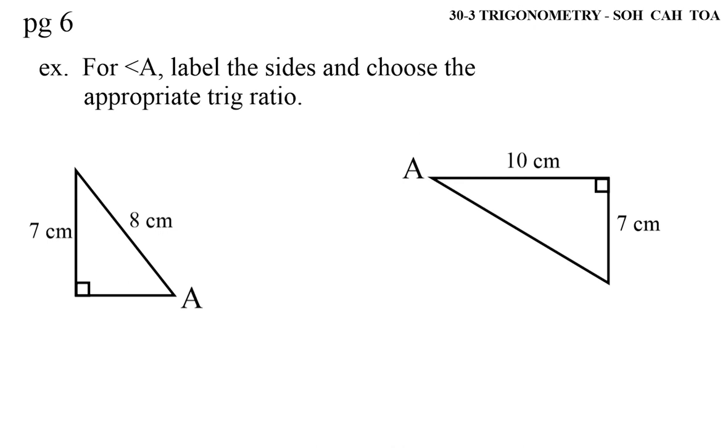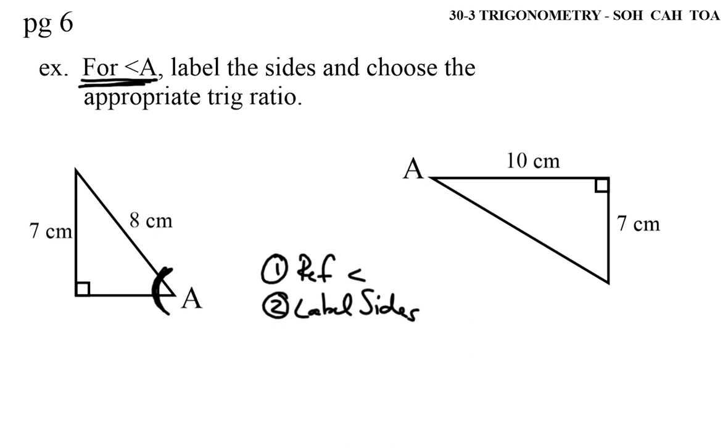So let's walk through some examples really quickly. We're not solving yet, but these two examples are here to help us figure out, well, which trig ratio would we use? So what's our first step? The reference angle. Well, it tells us for angle A. So we know we're using A as the reference angle. That's always our first step. What's the second step we reviewed? We label the sides. Well, we're going to label it opposite, adjacent, and hypotenuse.